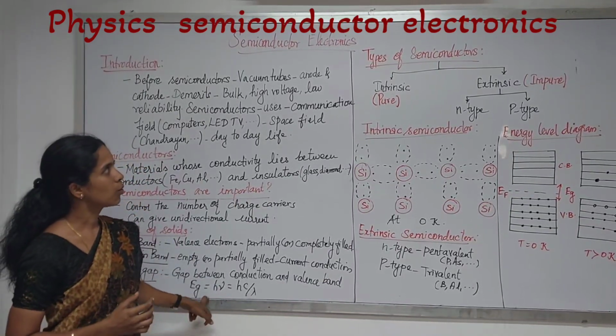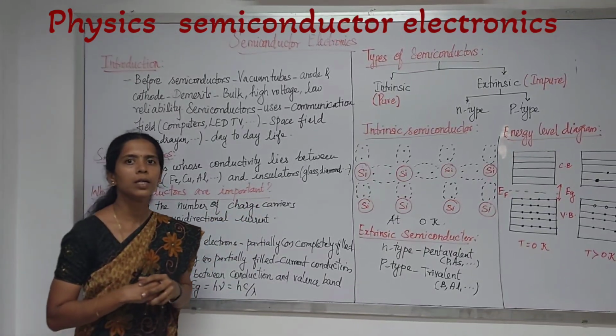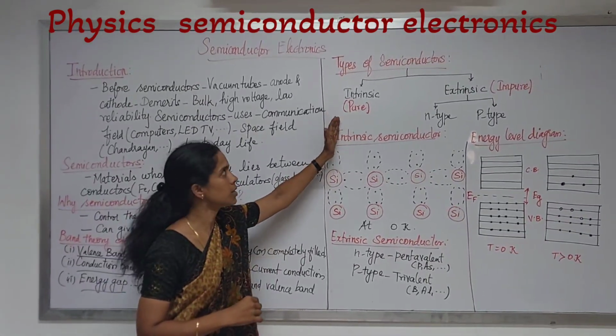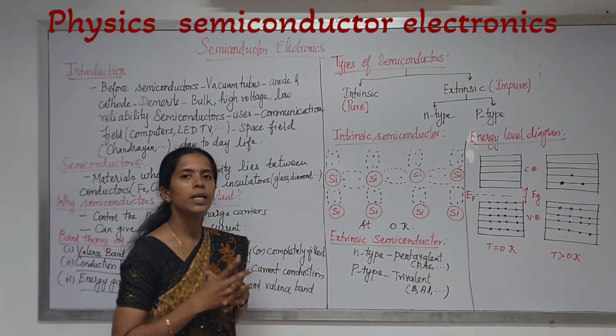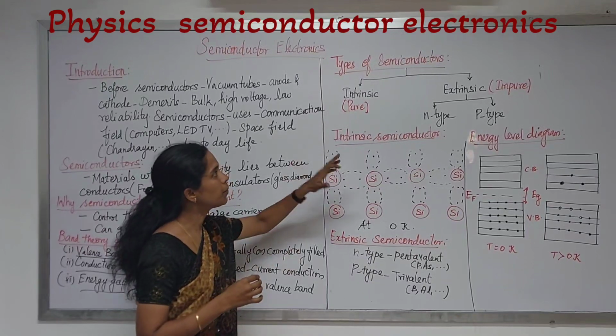Next, we are going to discuss the types of semiconductors. There are mainly two different types of semiconductors. The first one is intrinsic and the next one is extrinsic. We classify them depending upon purity and impurity. So what do you mean by impurity?